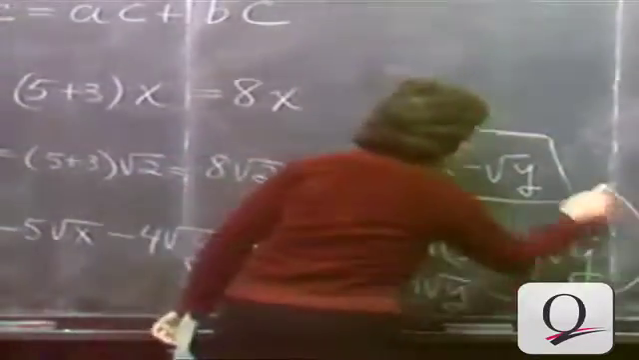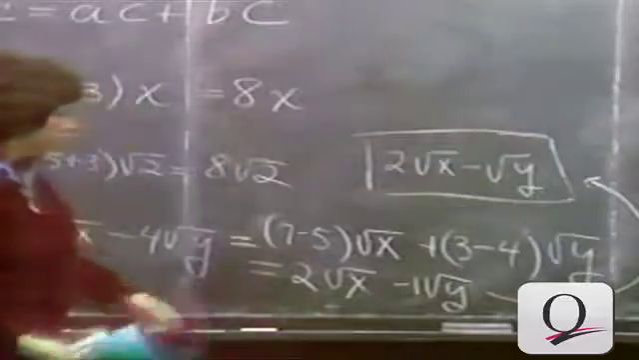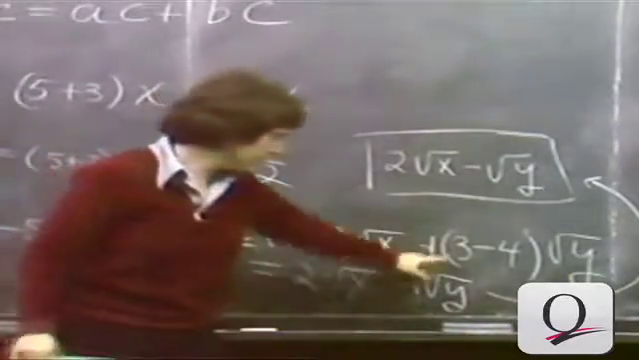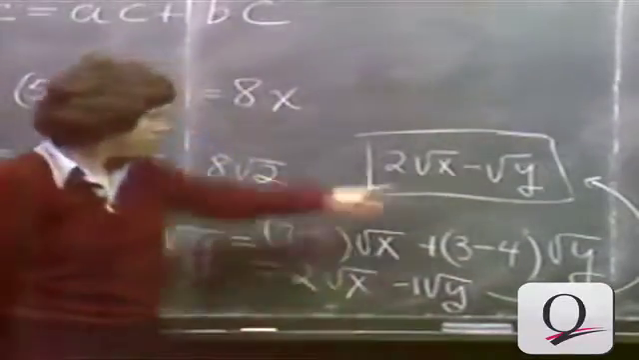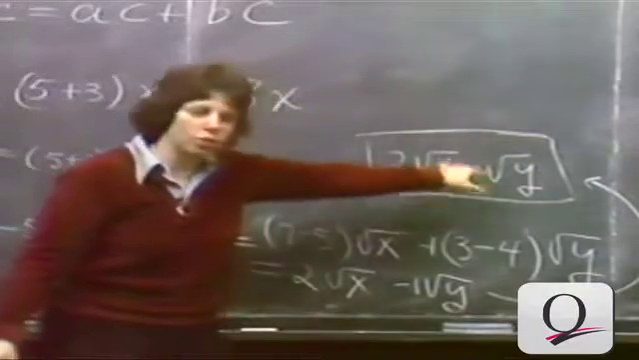From here we would go right to there. If you want to leave the 1 in, fine. 3 minus 4, that's minus 1. If not, you can leave it out. But when you leave it out, remember there is a 1 implied.